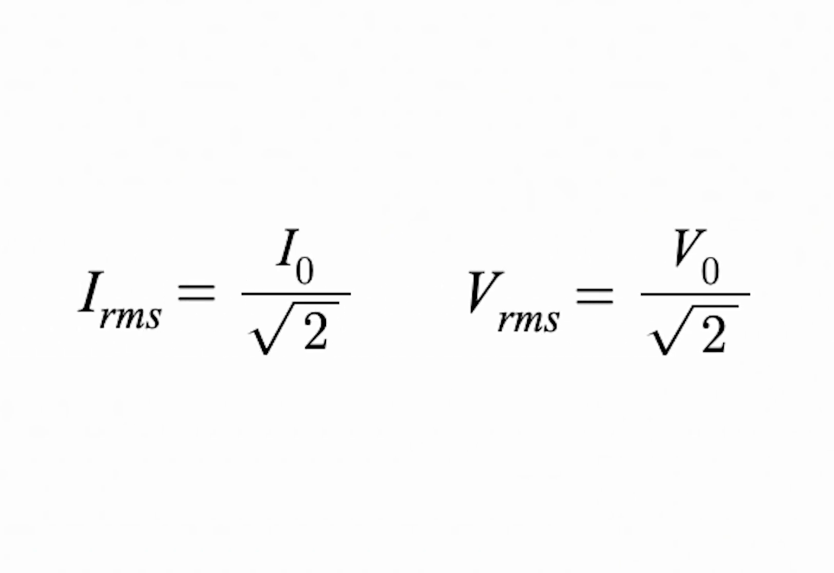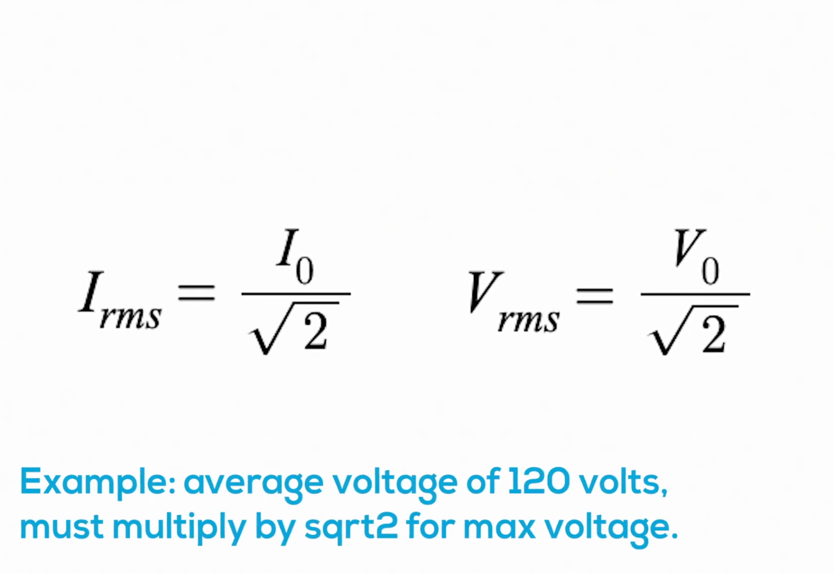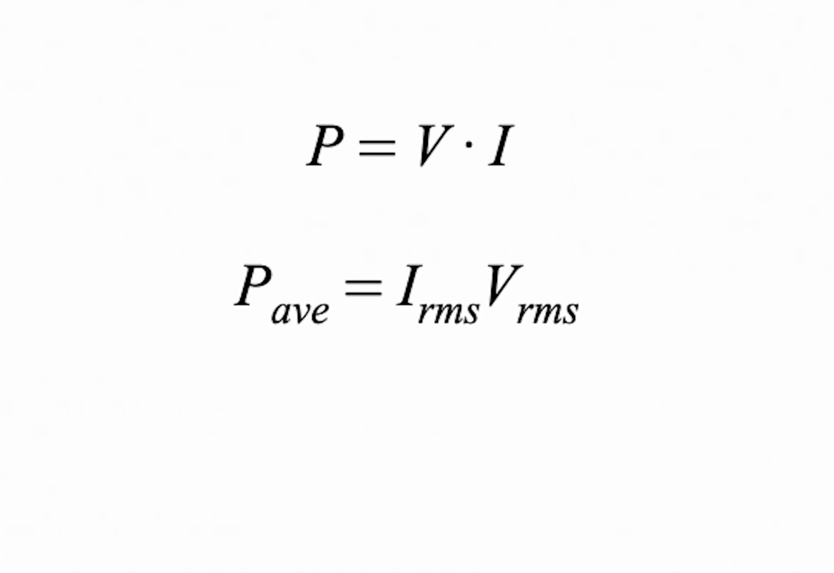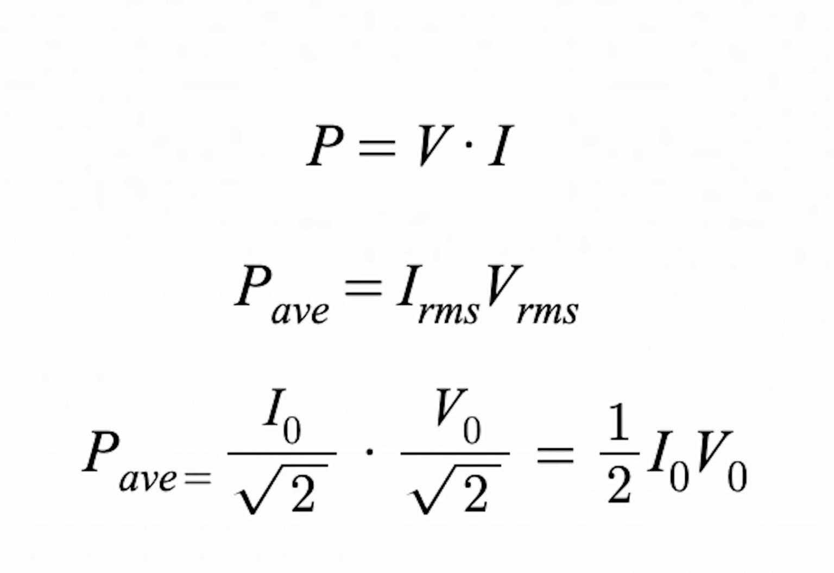Take note of how if you had an average voltage of 120 volts, for example, the maximum voltage would actually have to be the average multiplied by the square root of 2. So the peak voltage, if the average voltage were 120 volts, would actually be 170 volts. Now what can we do with this? Well, remember how power equals voltage times current? The average power is equal to RMS current times RMS voltage, which gives us this.